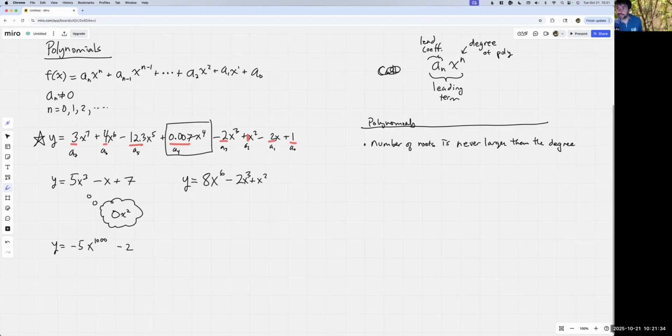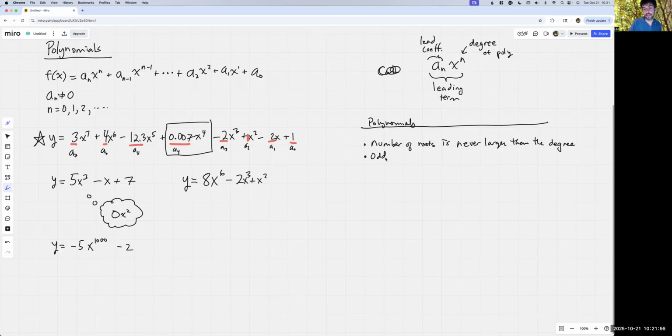Quadratic is a special case of a polynomial. They could have 0 roots, 1 root, or 2 roots, but it can never have 3 roots. Okay, and this holds for all of our polynomials. A degree 7 could have up to 7 roots. It might not have 7 roots, but it could have up to 7 roots.